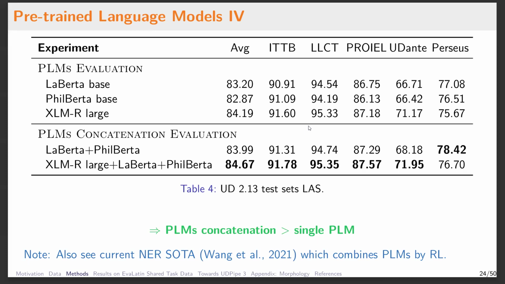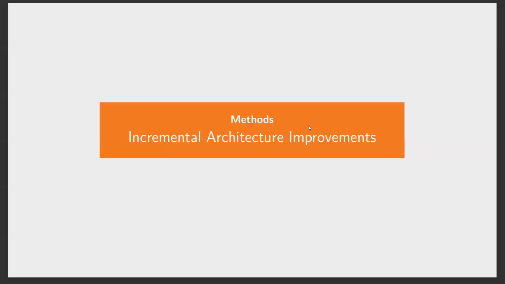What I want to say, this is also not a very new idea. Current named entity recognition actually combines several, I think 11, pre-trained language models. And unlike us, who just blindly, naively tried several combinations, they choose which pre-trained language models to use by reinforcement learning. So that's something to read if you're interested.